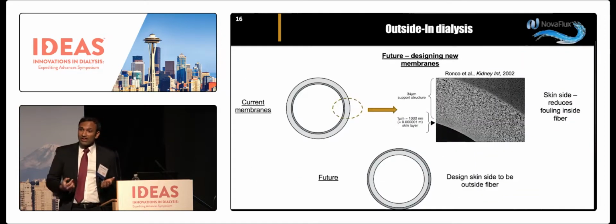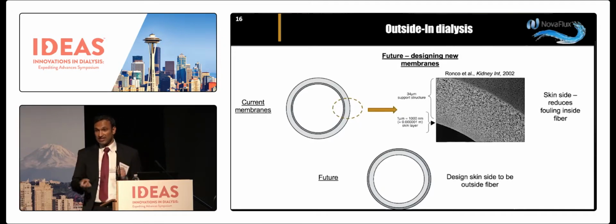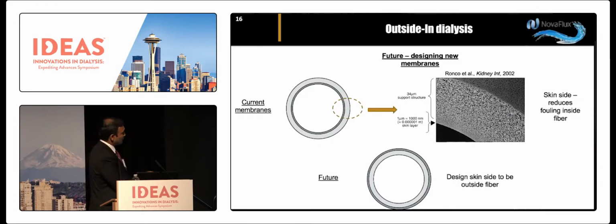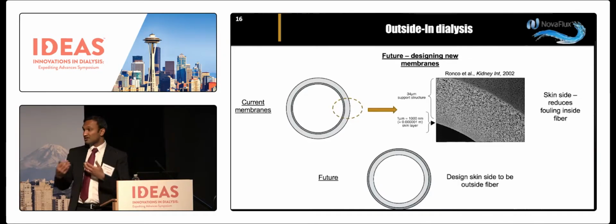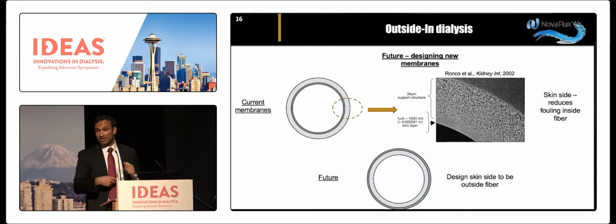Now, before we can implement something like this in any type of commercial device, there are a lot of engineering challenges that need to be overcome. Here's a typical picture of what a membrane looks like. Most membranes designed for hemodialysis have a two-layer structure. For example, a skin side on the inside of the membrane has a very tight pore structure, and you have a support layer on the outside that's very porous and very loosely connected.